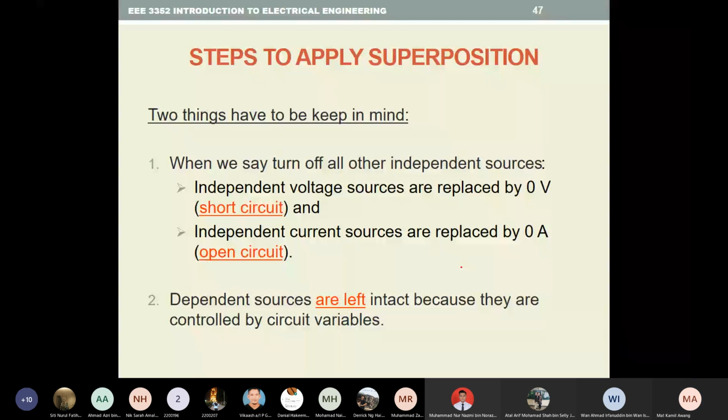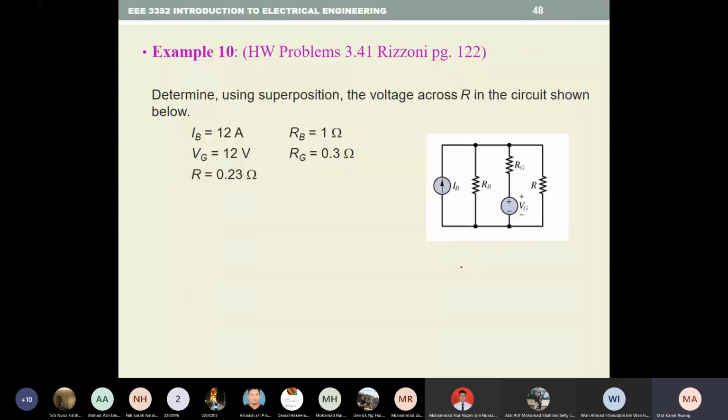Example. Determine using superposition the voltage across R. So you need to find the voltage here. Find this voltage in the circuit shown below. IB is given as 12 amps, VG is given as 12 volts, R is given as 0.23 ohms, RB is 1 ohm, RG is 0.3 ohms. So now, how many independent sources do you have in this circuit? How many?